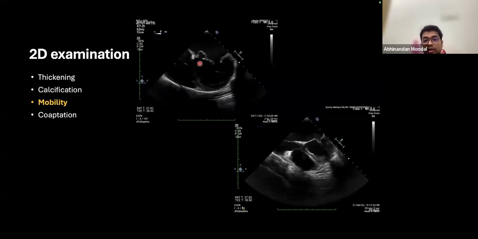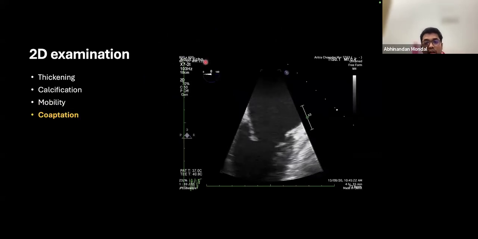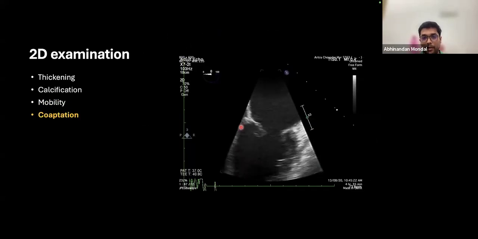But in this image, you can see the leaflet mobility is increased, there is a prolapse. You can see over here, it is increased mobility. So this is a Carpentier type 2. And here you can see there is a coaptation defect.